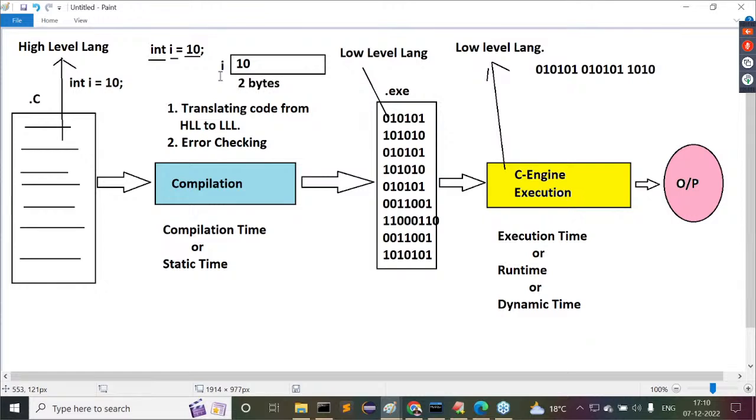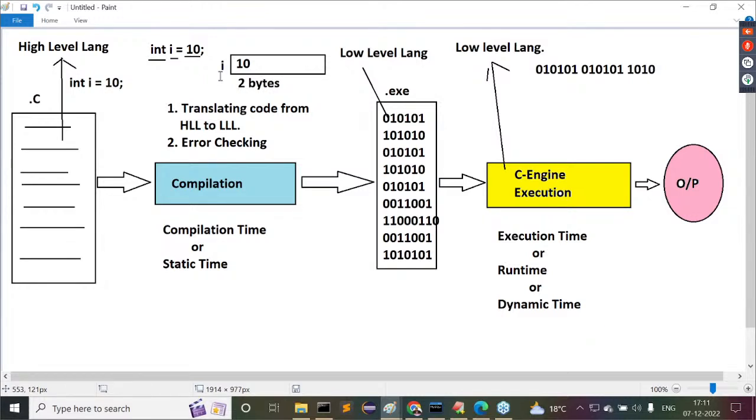In other words, I'm telling one more point here. If the memory allocation is provided at compilation time, then that type of memory allocation is called static memory allocation. If any programming language is following static memory allocation, then that programming language is called a static programming language. Got my point or not?